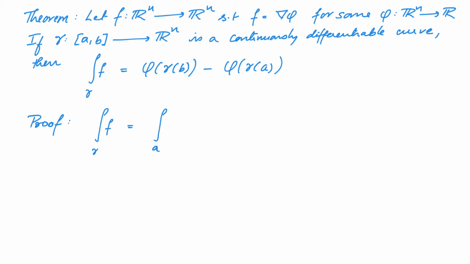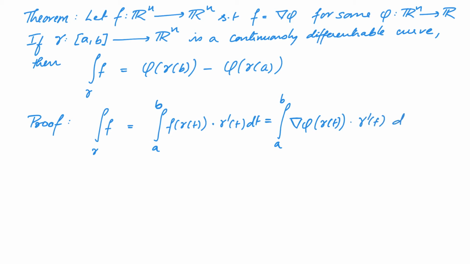By definition, the integral of f along a curve gamma is equal to the integral from A to B of f of gamma of t dot gamma dash of t dt. As f is equal to grad phi, f of gamma of t is equal to grad phi at gamma of t. But notice that grad phi at gamma of t dot gamma dash of t is equal to the derivative of the composition of phi and gamma. This is by chain rule. Therefore, we are evaluating the integral from A to B of the derivative of phi composed with gamma at t dt. Therefore, by the fundamental theorem of calculus, this is equal to phi composed with gamma at B minus phi composed with gamma at A. And thus we have the theorem.